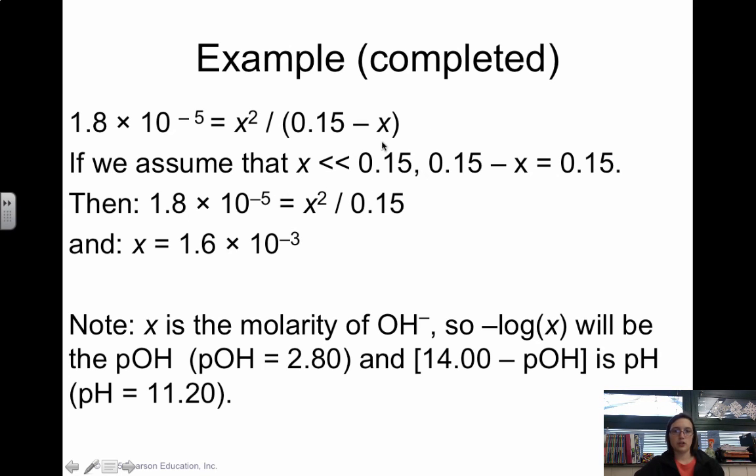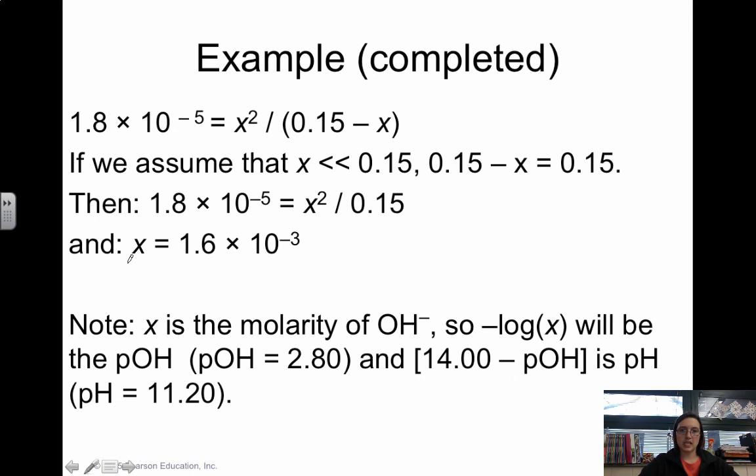Now, if we assume that x is much less than 0.15, make a note of it, x is much less than 0.15, we can actually ignore this minus x on the bottom. That reduces our need to do the quadratic formula. So then 1.8 times 10 to the negative 5th equals x squared divided by 0.15. We can solve for x, and you get x equal to 1.6 times 10 to the negative 3rd.